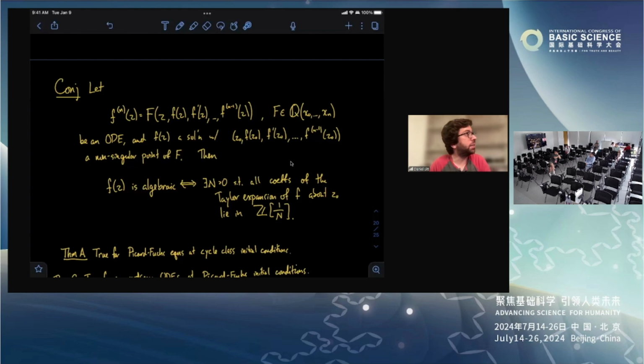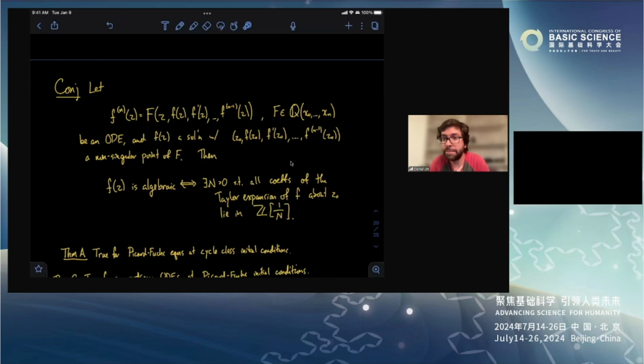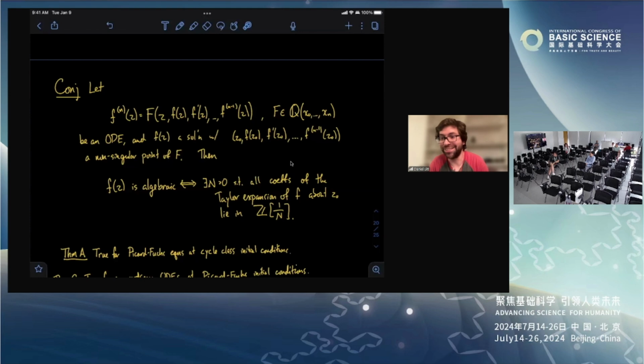That said, I actually don't know a good way of understanding, even conjecturally, when a local solution expanded around a singular point is algebraic. I think that's a pretty good question. You need some condition that's stronger than the Taylor expansions being integral, and it's not clear to me what that should be. I don't know if that answered your question, but at least that's some comment on what happens when you have a singular fiber.